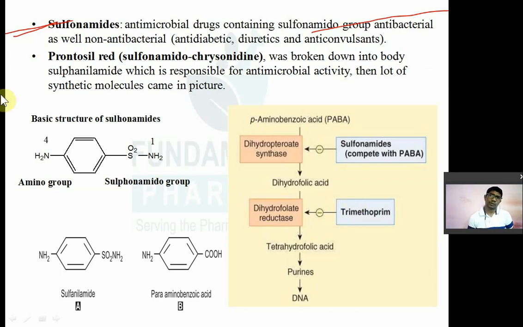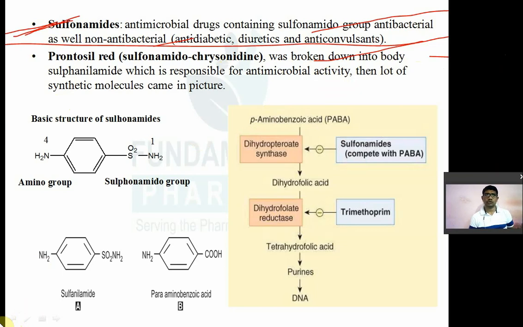So the sulfonamide structure is also found in anti-diabetic drugs, anti-convulsant drugs, and some diuretics. So these sulfonamides not only have antibacterial action, they also have different therapeutic uses. So there are different categories of sulfonamides.